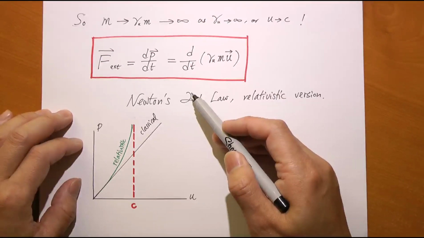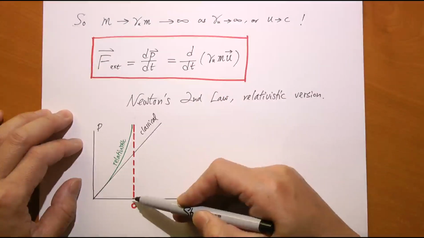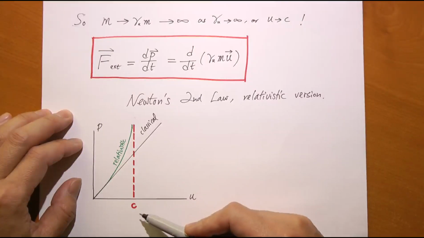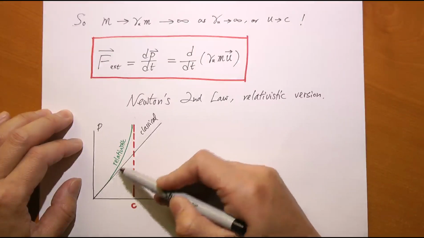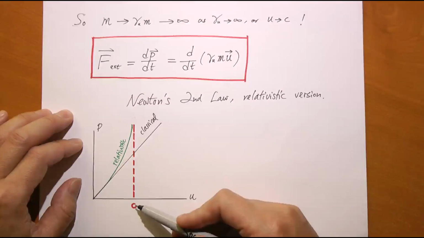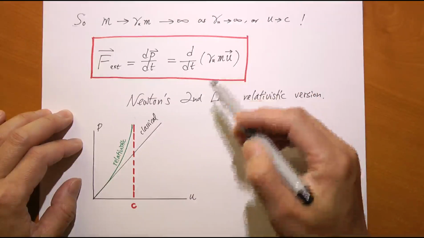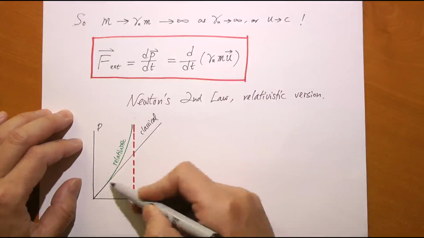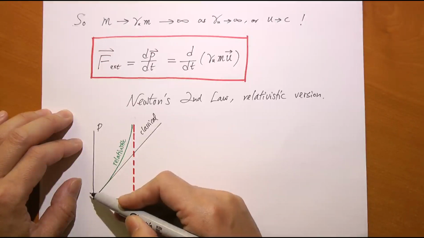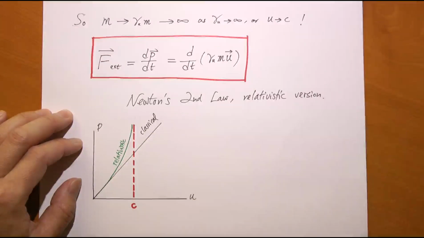But in the relativistic case, there is a threshold c, which is the upper limit of the speed, and the relativistic momentum approaches infinity as u approaches c because of this gamma factor. This is the difference. So you see, at low speeds, they're almost equal to each other, but at high speeds, they start to differ a lot.